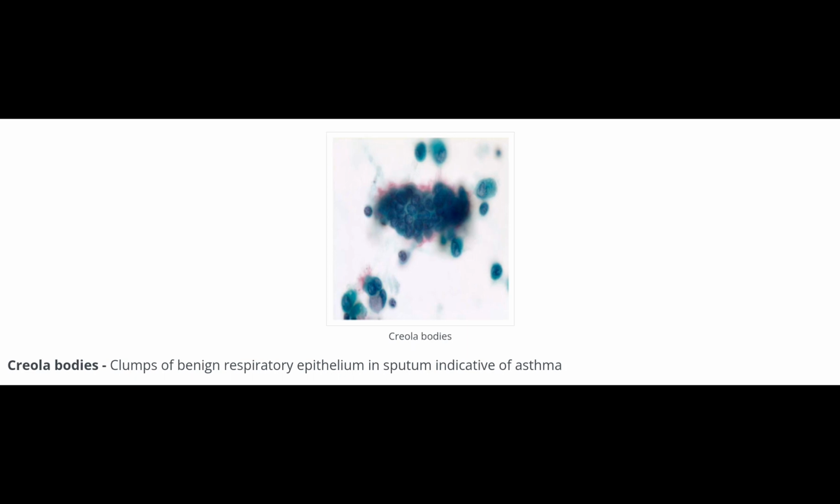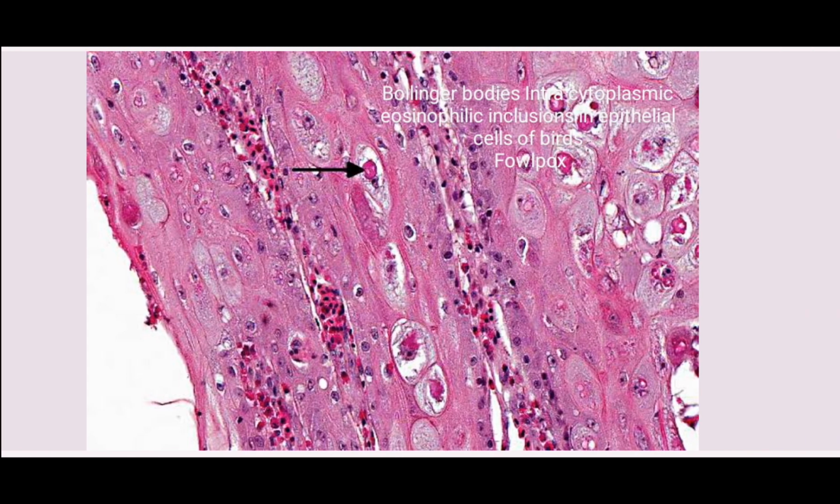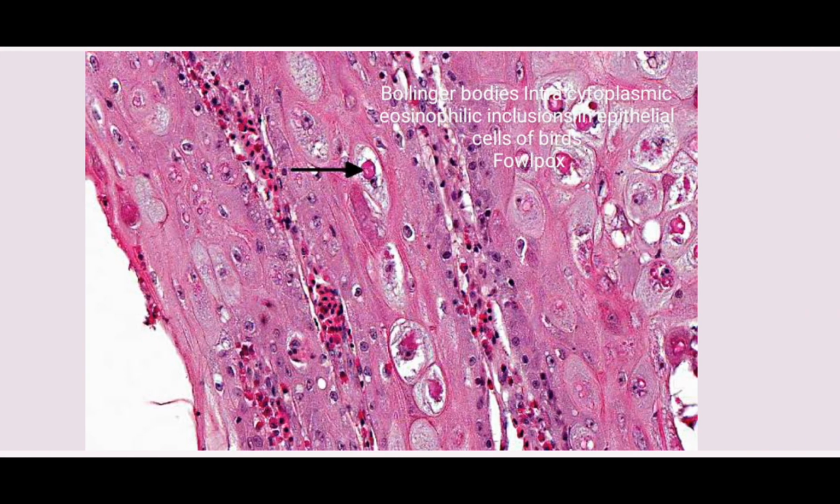Then we have Creola bodies. Creola bodies are clumps of benign respiratory epithelium in the sputum, indicative of asthma. If the benign respiratory epithelium is found in the sputum, then it is known as Creola bodies, and it is seen in asthma.